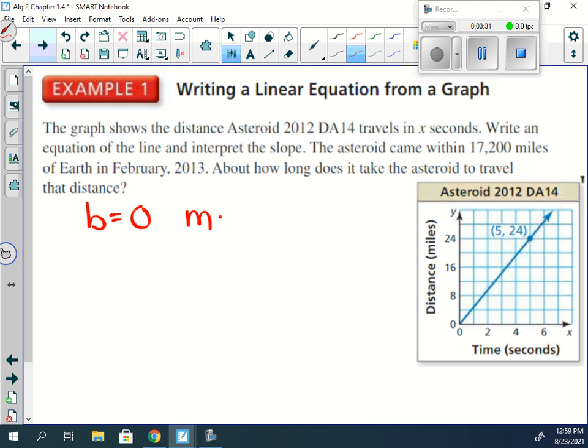Okay, we have that. Now we just need the slope. Slope is y2 minus y1 over x2 minus x1. Or we can consider it the change in y over the change in x, or the rise over run. So looking at this, how far does it rise? How far does it go up? And how far does it run?